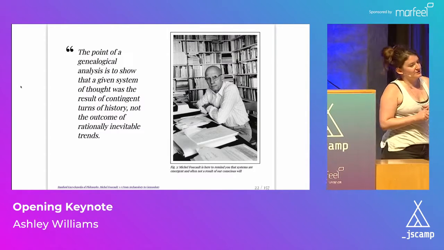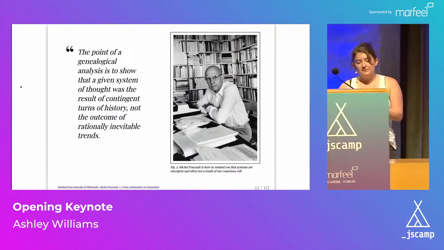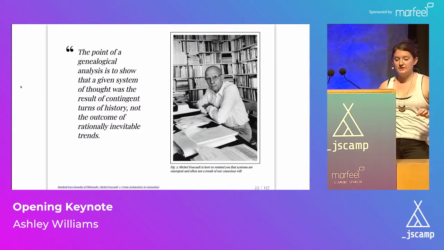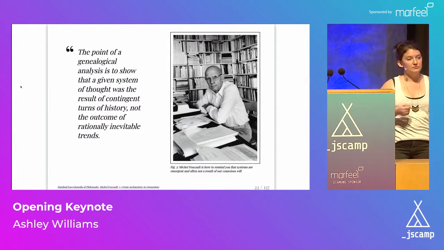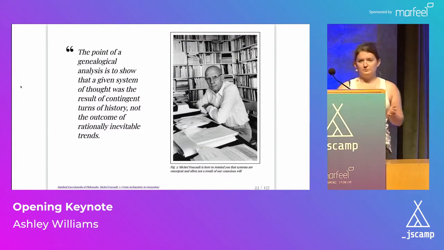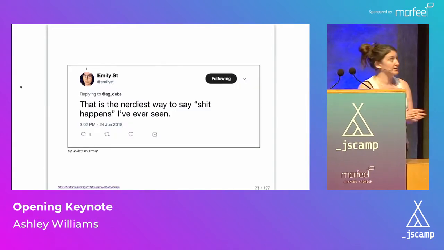And so here's another lovely gentleman, Michel Foucault. And what he says here is the point of a genealogical analysis is to show that a given system of thought was the result of contingent turns of history, not the outcome of rationally inevitable trends. And so if that's a little bit hard for you to parse, my friend on Twitter translated it.